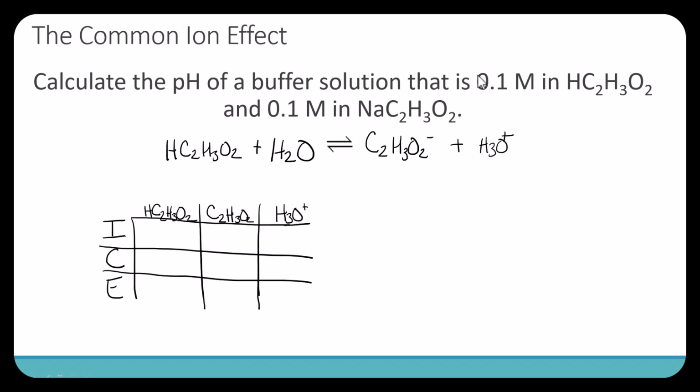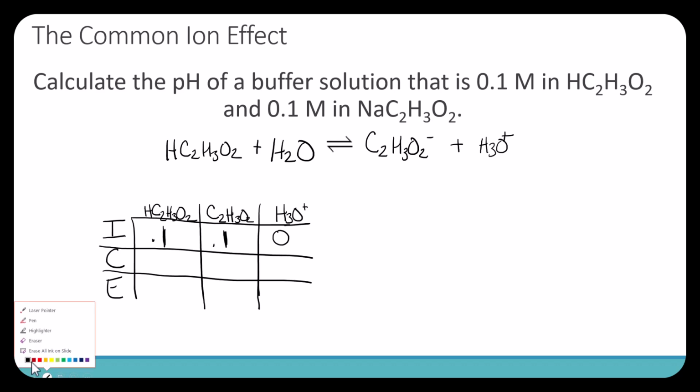So calculate the pH of a buffer that is 0.1 molar acetic acid. So the initial concentration of acetic acid is 0.1. But then we also have this other statement, 0.1 molar sodium acetate. So we also have some of this acetate ion present, and it tells us that that is also 0.1 molar. No mention of our hydronium, so that is going to be 0. So the wrinkle with buffer problems is that the products are not both 0. We do have a little bit of one of the products.